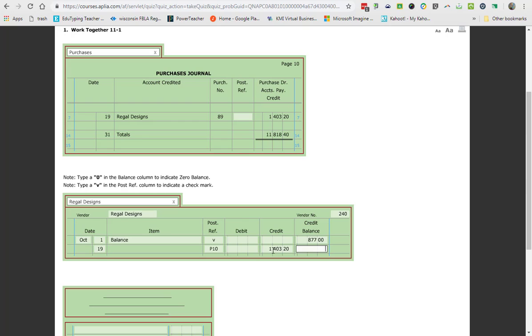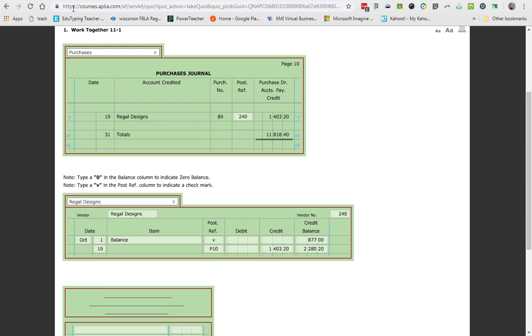$1,403.20. Now, it already has a credit balance of $877. So I have to add the two together. When I add them together, I got $2,280.20. Agree? Now, the last step when you post is always what? Your account number goes back on your journal. So I'm going to take my account number 240, and that goes back to my purchases journal. That's instruction number 2, was to post my purchases journal.